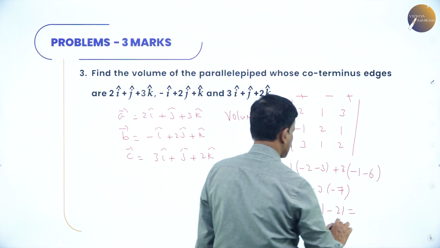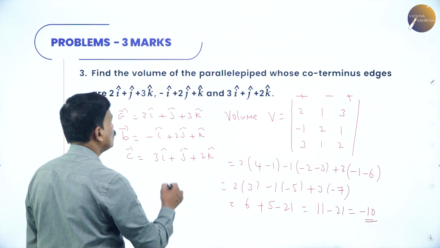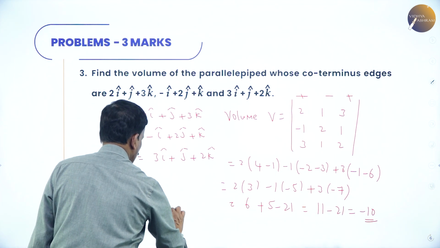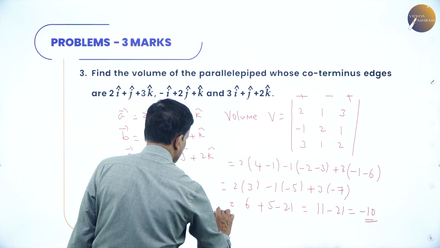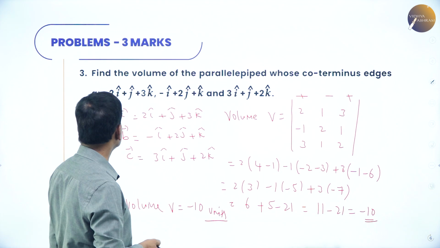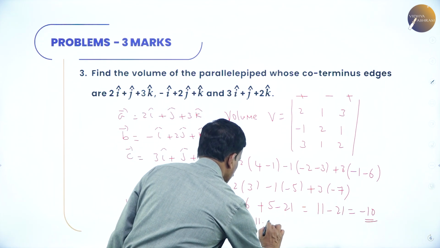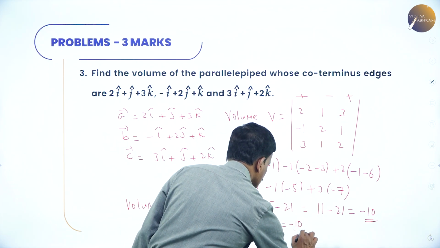11 minus 21 is nothing but minus 10. So, therefore, the volume of this parallelepiped is minus 10 units, cubic centimeters. Negative sign indicates it is decreasing. That's it. This is nothing but 11 minus 21, that's equal to minus 10.